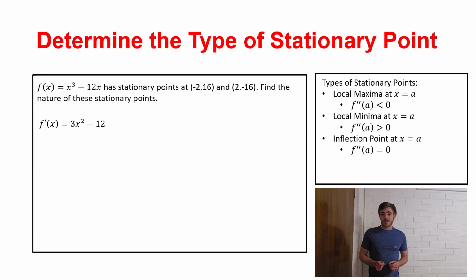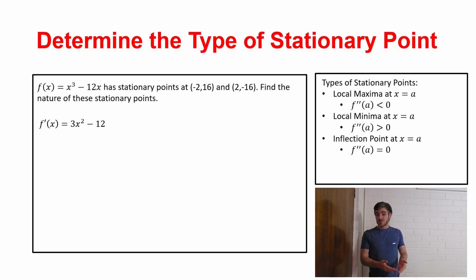Okay, now we know how to find stationary points, but that only tells you where they are, not what type of stationary point they are. Remember, there's 3 different types. You've got your maxima, you've got your minima, and the inflection points. None of what we discussed so far tells you what type they are.